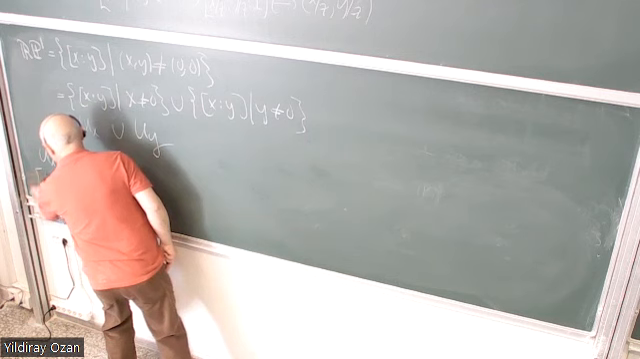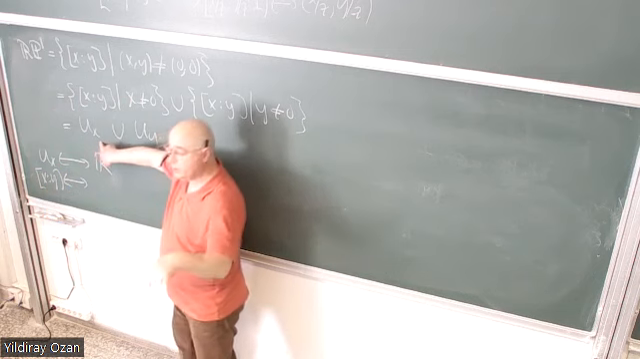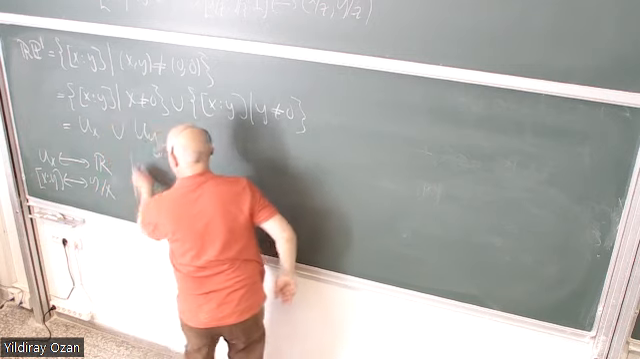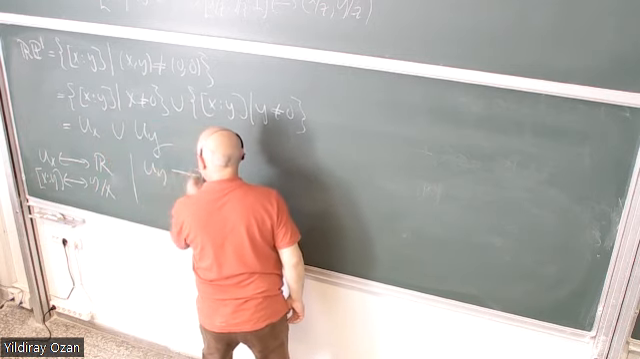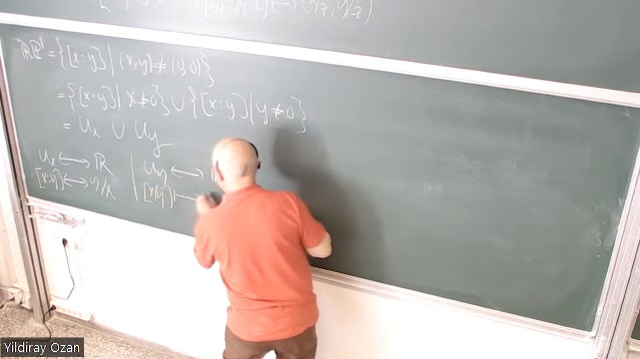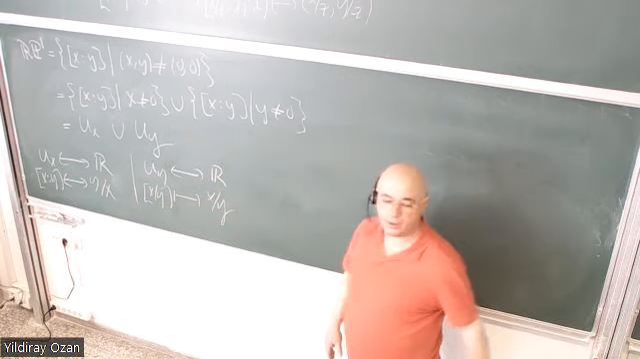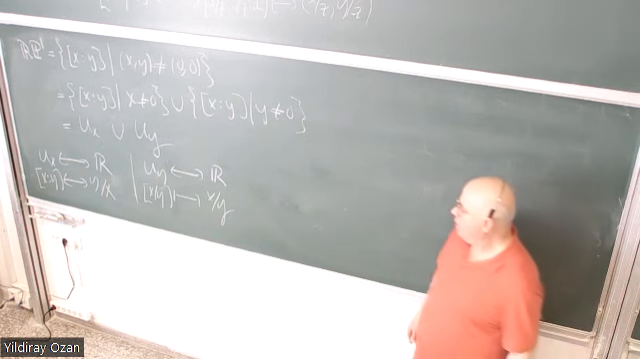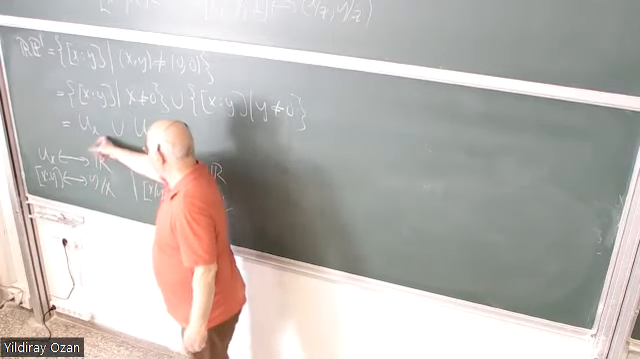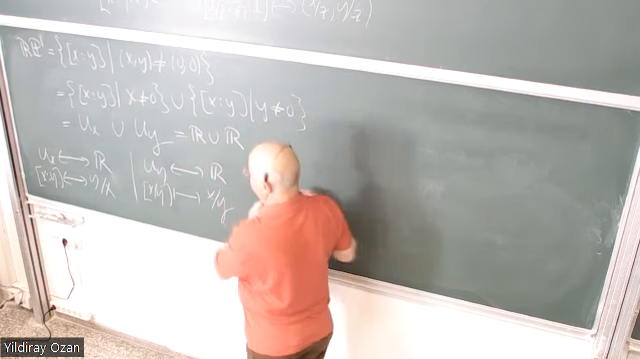How? You just take this point and map it to where? The x coordinate is not zero, so I divide by x. So this is y over x. And U_y is a copy of R, but this time x over y is the image, since I divide by y. So RP1 is a copy of two real lines.